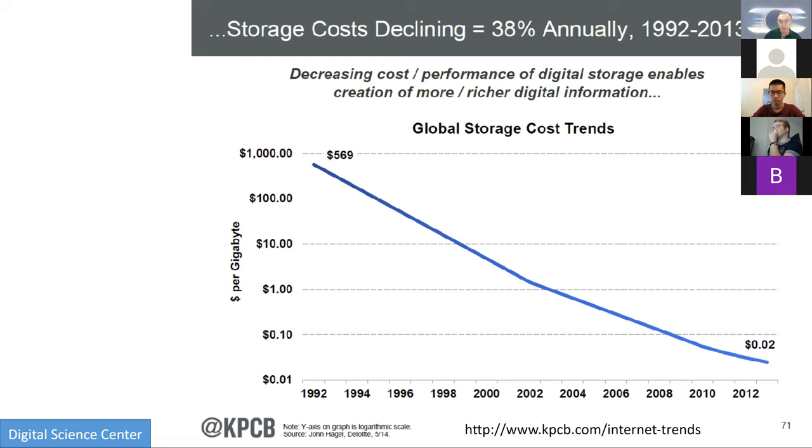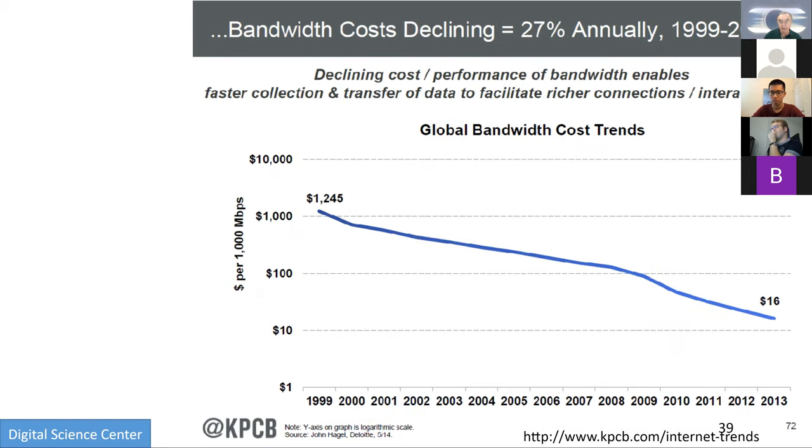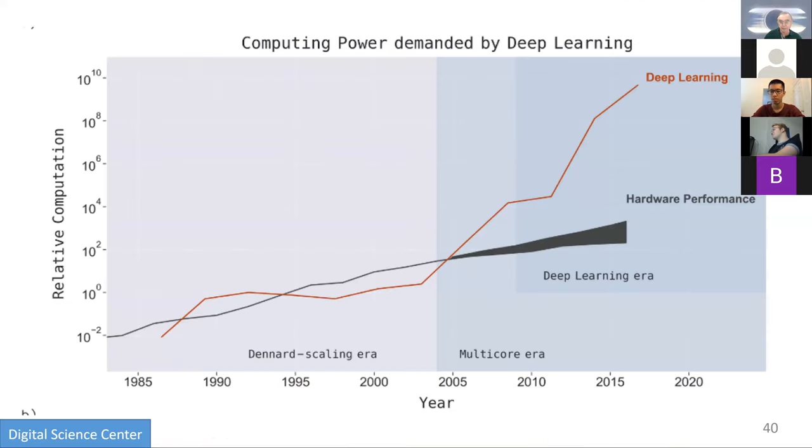Anyway, here is another plot of the storage decreasing and the bandwidth, which is not decreasing quite as much. It's the cost per 1,000 megabits per second. I jumped ahead last time to this one because it has this interesting plot of the computing needs of deep learning compared to the increase of Moore's law, which is the increase in the hardware performance. Now, these are all relative. So we can still actually run deep learning on the hardware. It just needs more hardware.